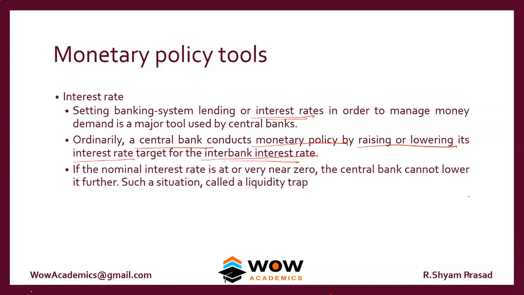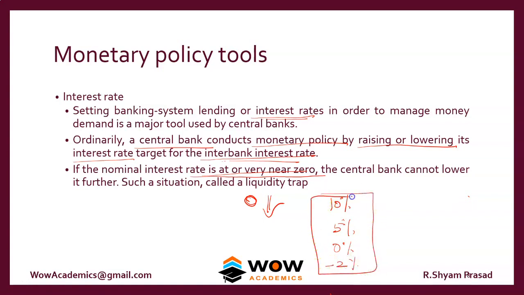But there's a problem here. If the central bank is going to reduce the rate too much, and it goes to zero, they cannot go below zero. So if the interest rate is 10%, to boost the country they can reduce it to 5%, but to still boost they can go up to zero, but they can't go to something like -2%. So that doesn't work. That is called a liquidity trap.